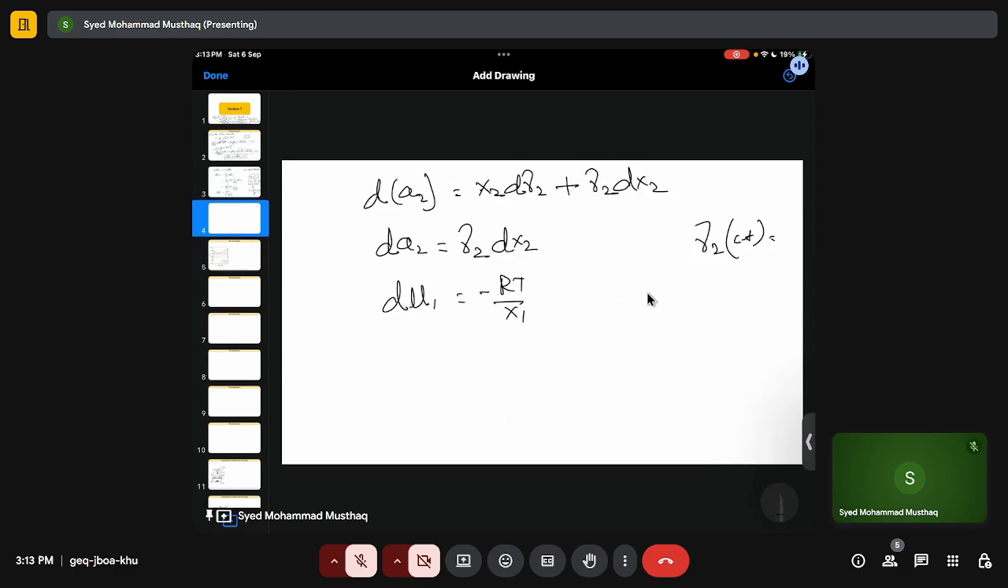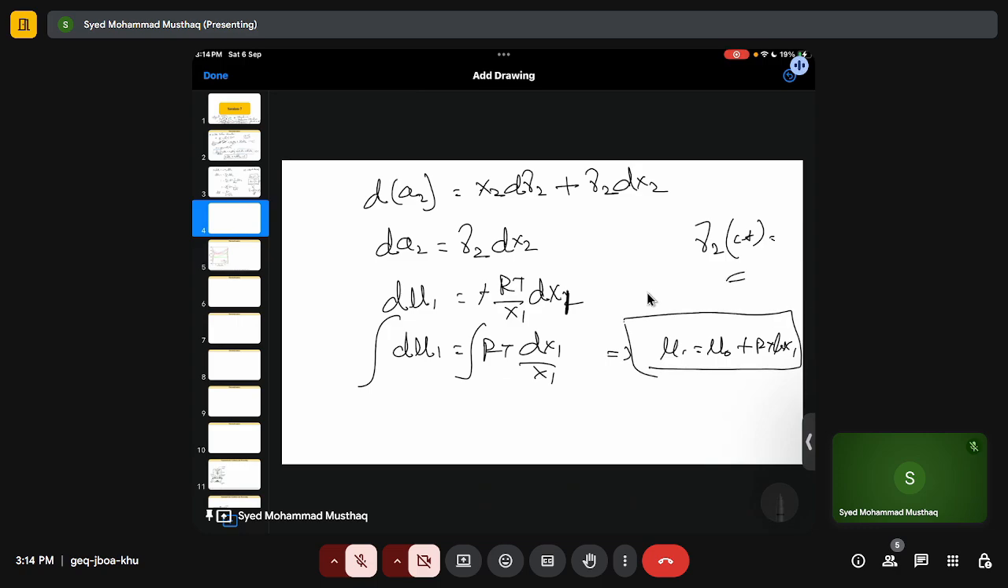So the coefficient gets away. d mu1 will be minus, and you will have 1 here, dx1 upon x2. So if you do differentiation, integration, then you will have a1 equals mu0 plus RT log x1. Now this is for ideal. If you take it constant, then you will get an ideal solution.